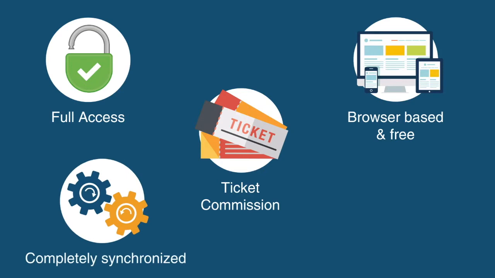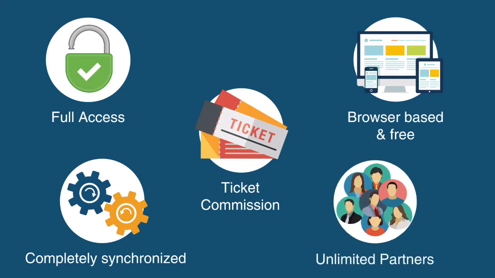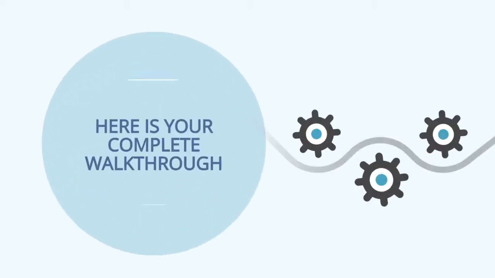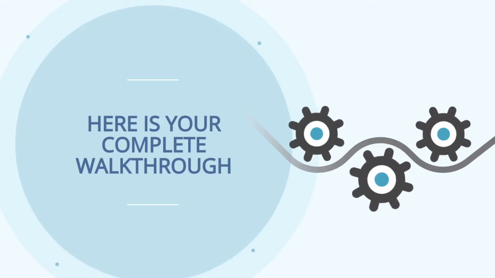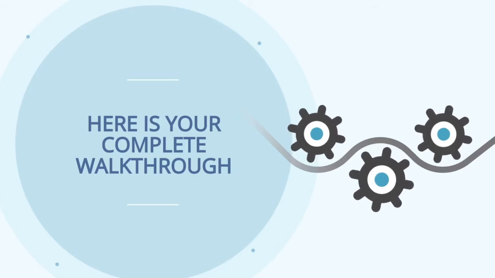Everything is synchronized in real time with the BookingKit account of your partner. Overbookings are now a thing of the past. And best of all, you can resell the experiences of as many partners as you like. All you have to do is connect with them. But how does BookingKit Reach work? We'll give you a complete walkthrough and show you all of the different steps and functions on our platform.